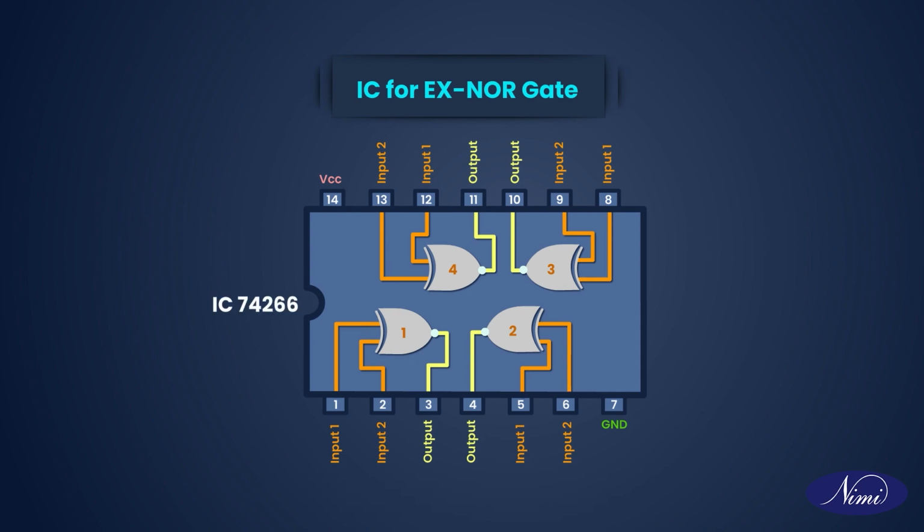IC74266. The IC74266 is a quad 2 input exclusive NOR or XNOR gate. This means it contains 4 XNOR gates inside a single IC package, and each gate has 2 inputs. Let's see the pin configuration. Pin 1 and pin 2. These are the inputs for the first XNOR gate. The output of this gate is taken at pin 3. Pin 5 and pin 6. These pins serve as inputs for the second XNOR gate with its output available at pin 4.